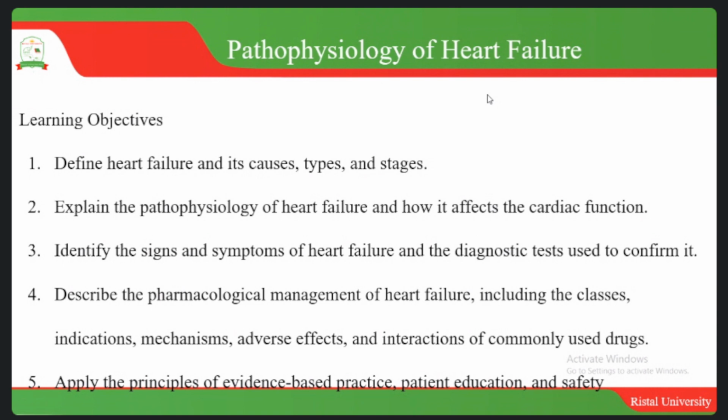Then identify the signs and symptoms, because each condition has its signs and symptoms. We very well know that. So also the heart failure condition has its signs and symptoms and the diagnostic tests that can be used to confirm it. Then we have to describe the pharmacological management of heart failure, including the classes, indications, mechanisms, adverse effects, and interactions of commonly used drugs. And lastly, we have to apply the principles of evidence-based practice, patient education, and safety.